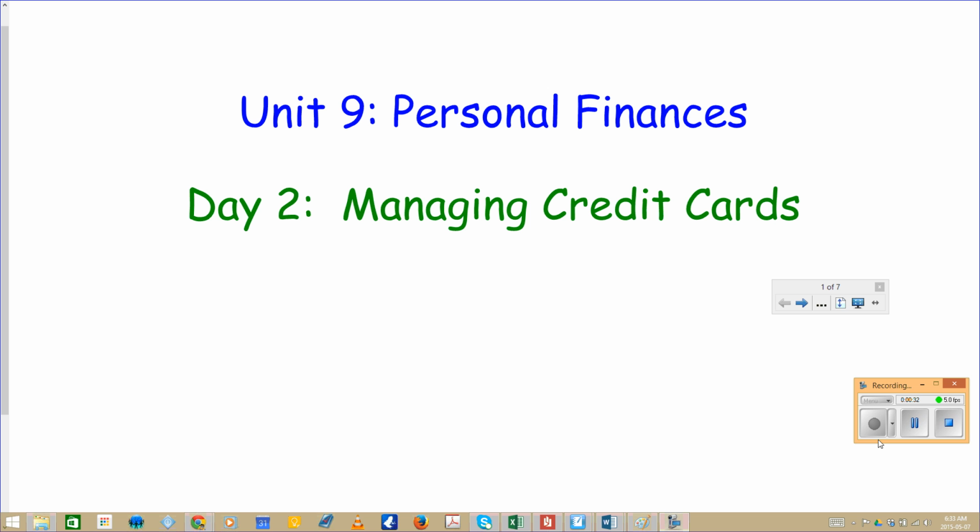Now, all the work that we did in the last unit was building up to this and making you a little bit more aware of how credit cards work. So, without further ado, here we go.